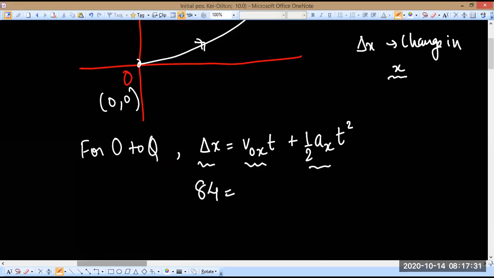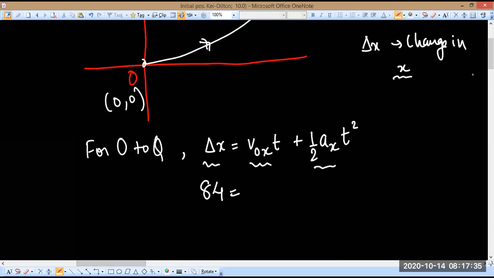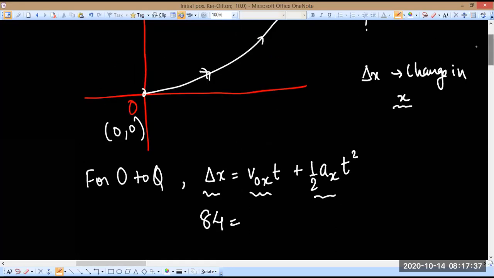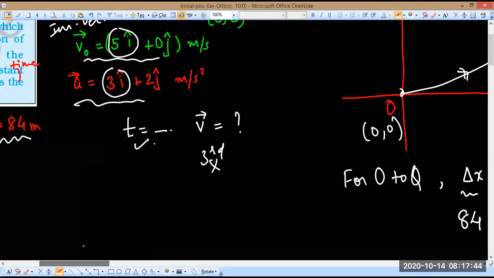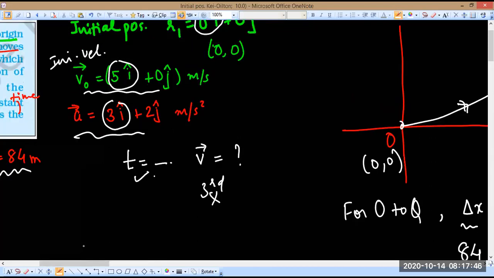Now let's go back to the question. We want to write v0x. I hope you all are writing something in your notebooks. What is v0x? What is v0x?